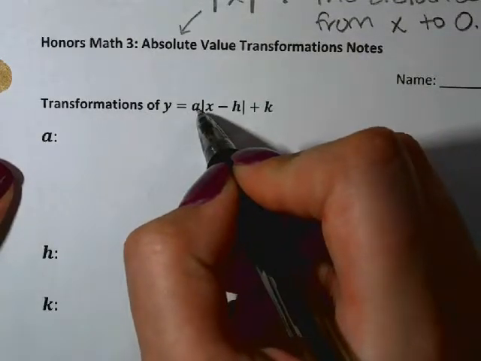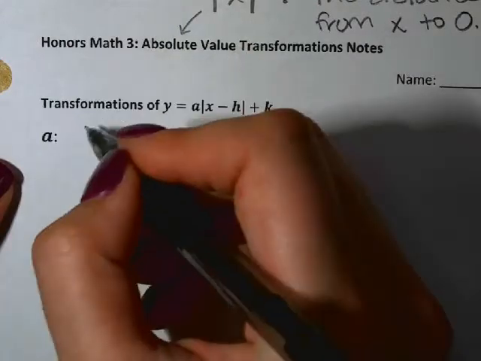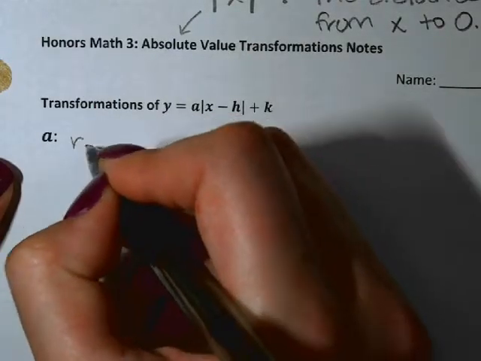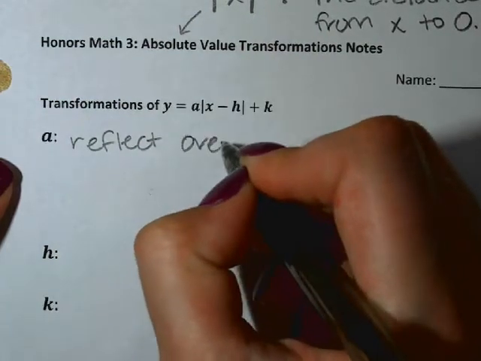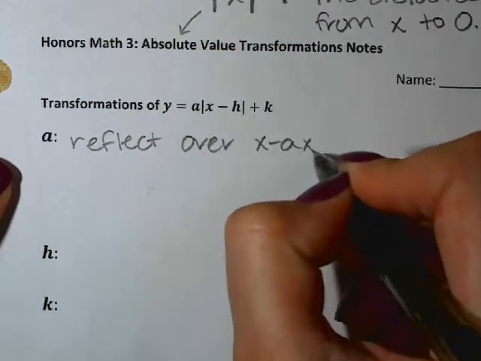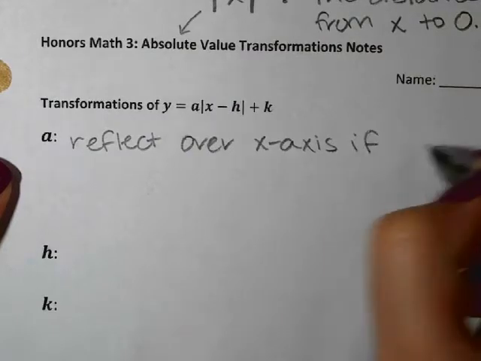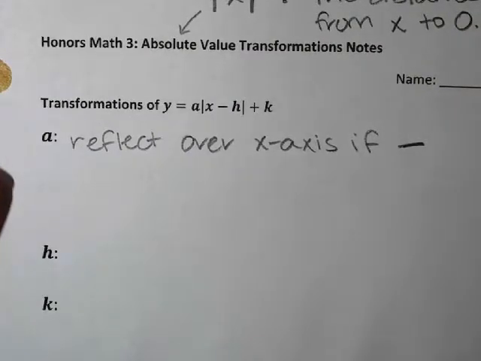For A, it doesn't matter what the size of the number is, but if that number in the front is negative, then that means that the graph has been reflected over the x-axis. So if you see a negative in front of the absolute value symbol, that means that graph has been reflected upside down.